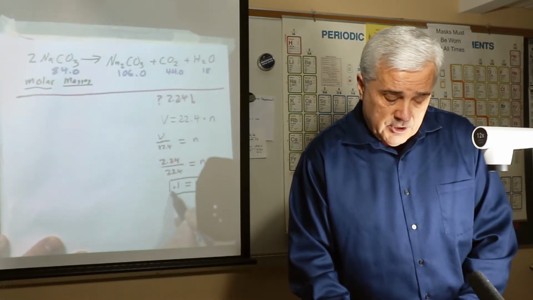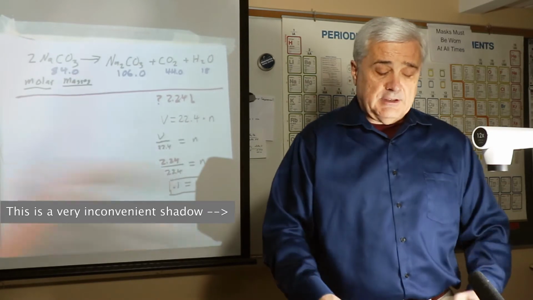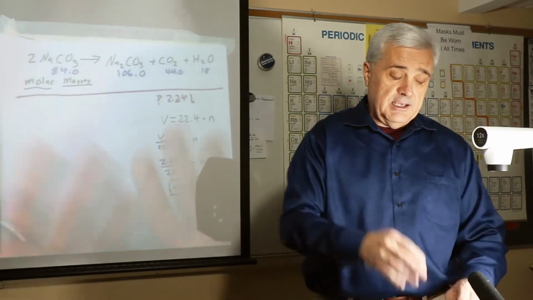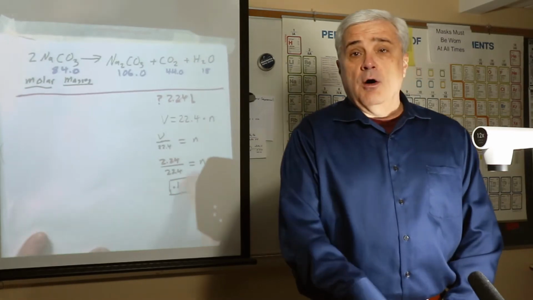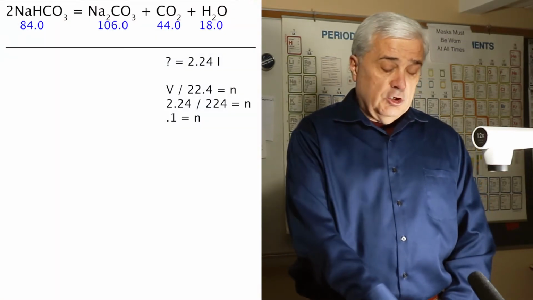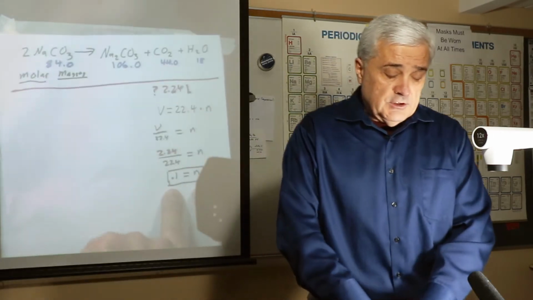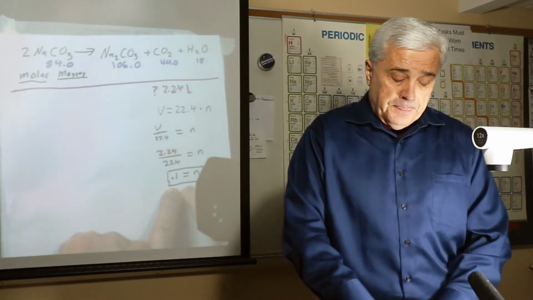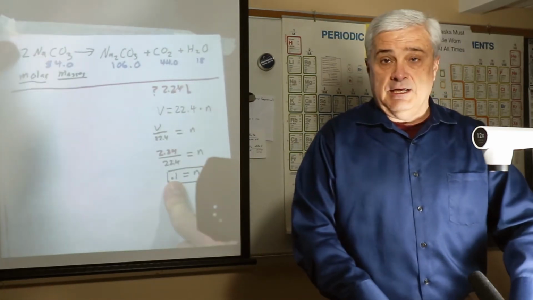This is a very important number because this is our first number of moles that we've calculated. So we're going to put that in a box so we don't lose it on the page. So now we know the number of moles that we need to produce, because 0.1 moles is 2.24 liters. So now the question becomes, if I have 0.1 moles of this, how many moles of this do I need?